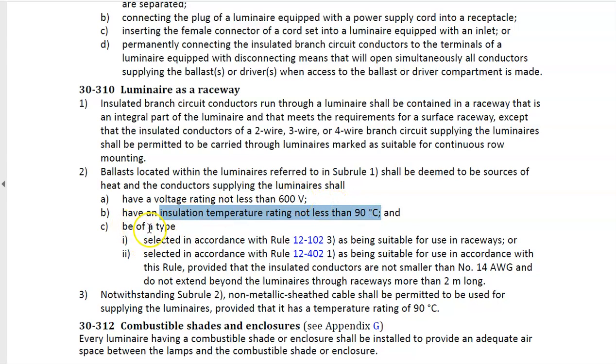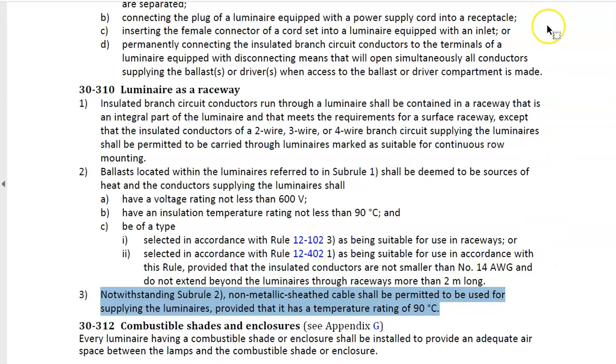And then C, we have a type selected in Rule 12-102 subrule 3, which kicks you over to Table 19 and Table D1, as being suitable for use inside of a raceway. So it has to be the proper type for inside of a raceway. But then at the very bottom, they do give us a pass: non-metallic sheathed cable shall be permitted to be used for supplying the luminaires, provided that it has a temperature rating of at least 90 degrees Celsius.